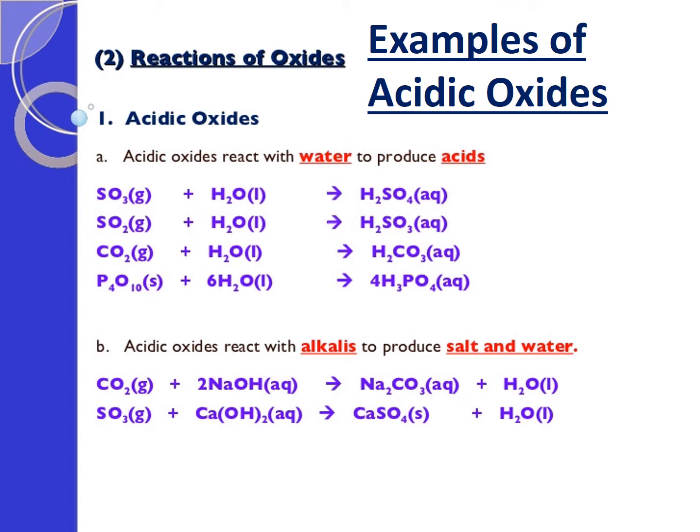For example, CO2, carbon dioxide, which is an acidic oxide, when it reacts with sodium hydroxide, NaOH, gives Na2CO3, which is a salt, and H2O, water. Similarly, SO3, which is an acidic oxide, when it reacts with calcium hydroxide, which is an alkali, gives calcium sulfate, a salt, and H2O, water.